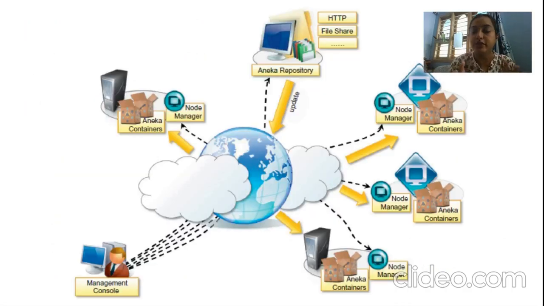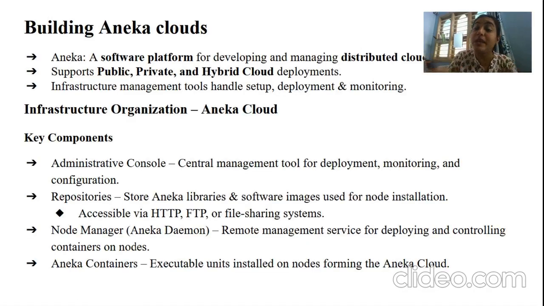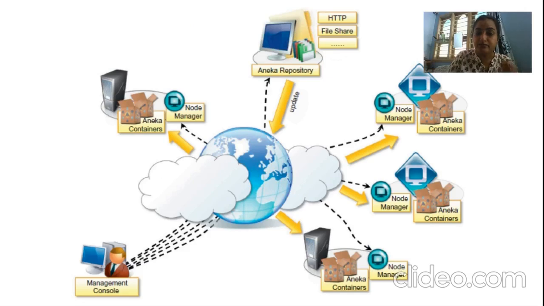This is one of the diagrams which explains how the infrastructure organization has been made in Aneka cloud. Okay, can you see here? So the globe and how the cloud has been there. So you can see here the Aneka cloud or the containers are there.